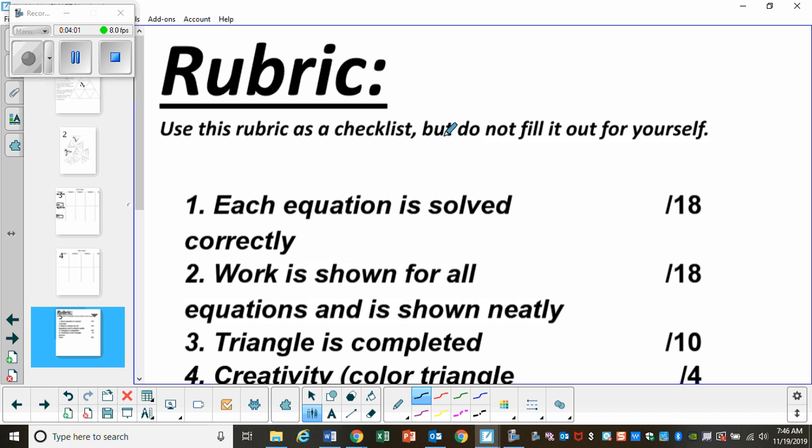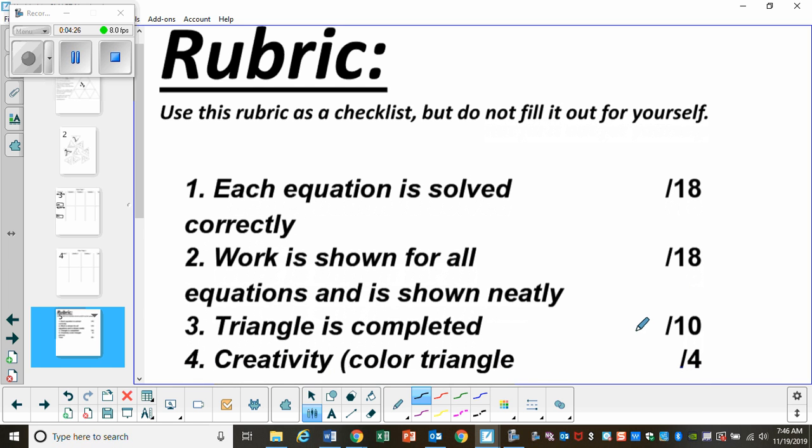Use this rubric as a checklist, but do not fill it out for yourself. Each equation is solved correctly, so that's 18 points. Work is shown for all equations and is shown neatly. Okay, and remember, it says equations, but there's also expressions. So your work page is worth 18 points. So if you have all the correct answers, but you have no work, you're going to get minus 18 points.